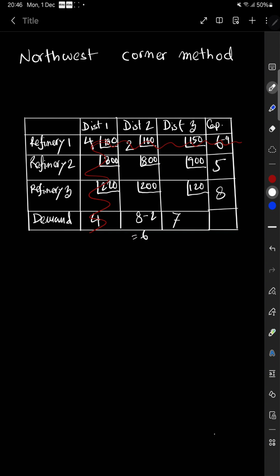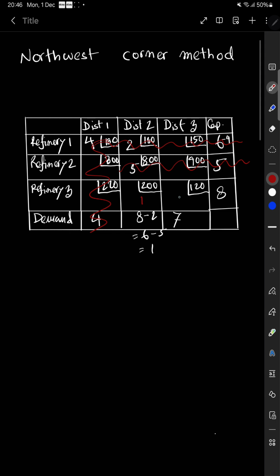Okay. Now the next box should be this one, and you see here we have 6 in demand and 5 in supply. So we can give 5. We cannot go more than 5. So 5. And when you give 5, actually 6 minus 5, we still have 1 million gallon demand in here. But this one is gone because 5 is gone. Okay, now we have 2 boxes left. We have no choice right now. We have to give 1 million in here and 7.